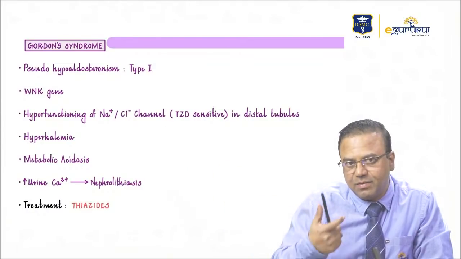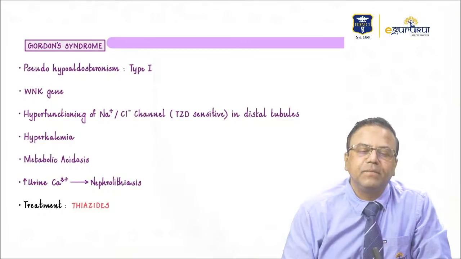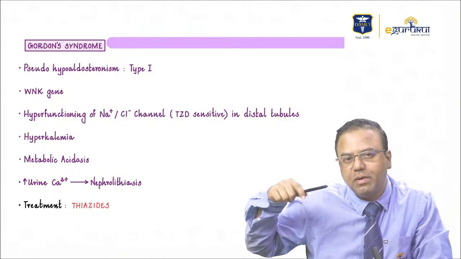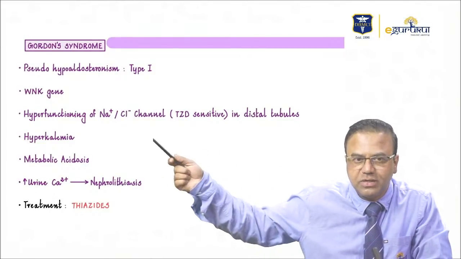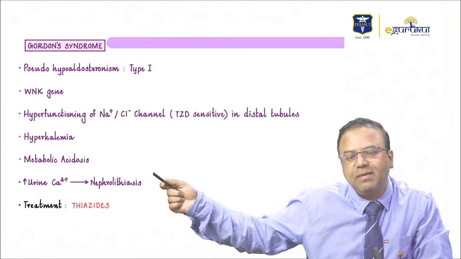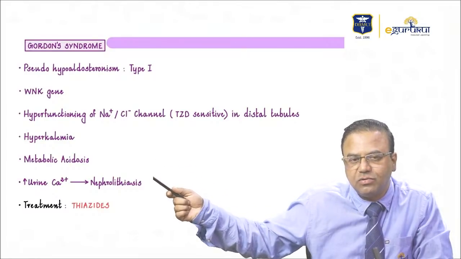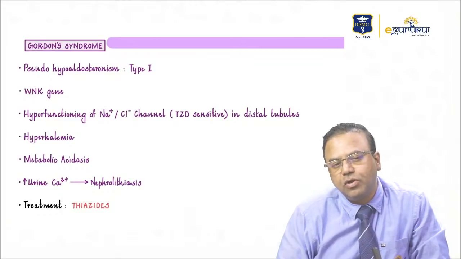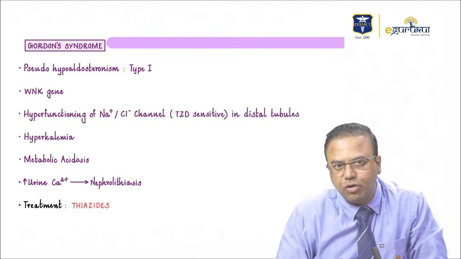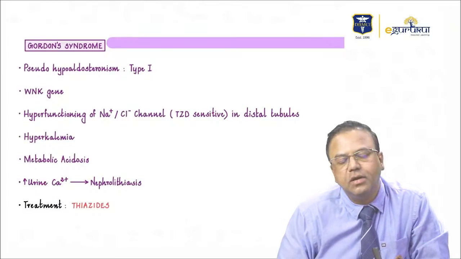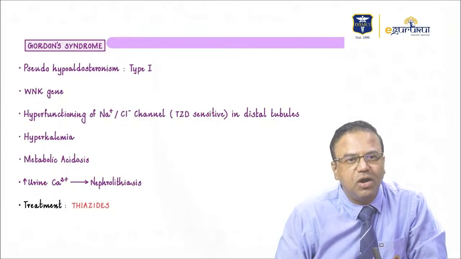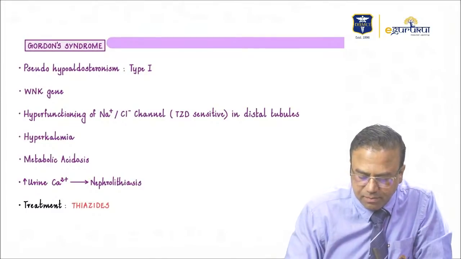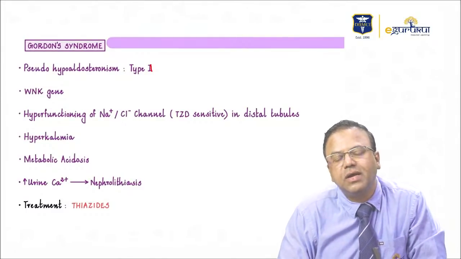If there is excessive reabsorption of sodium and chloride, then this is going to result in the opposite. You will see hyperkalemia over here. So remember, in Gittleman, we saw hypokalemia. Here you see hyperkalemia. There we saw metabolic alkalosis, here you will see metabolic acidosis. There we saw low urine calcium, here you see high urine calcium. More or less, what you notice is, whatever you saw in Gittleman, put the opposite things in Gordon's. Gordon's is also referred to as pseudohypoaldosteronism type 2.